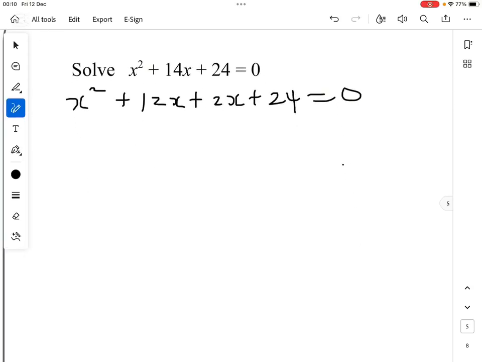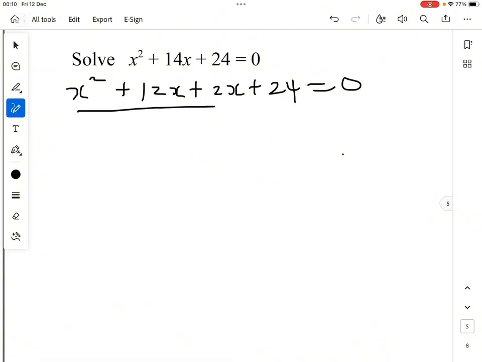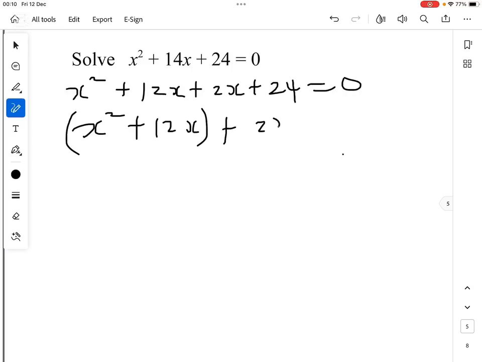Now, we're going to solve this by grouping the two sides of this long equation. We're going to have x squared plus 12x in one group in a bracket, plus 2x plus 24 in another group in a bracket, is equal to 0. That's just the next step.